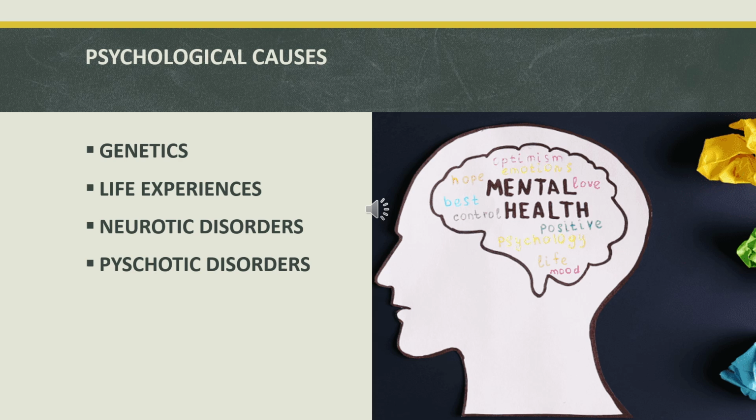So the next one is the psychological causes. So under the psychological causes, the first one is the genetics or the hereditary. Mental illness sometimes runs in families, and this can be inherited from one generation to another generation. It may be due to the interaction of multiple genes and also some other factors like stress or any abuse or any traumatic event that can lead to illness.